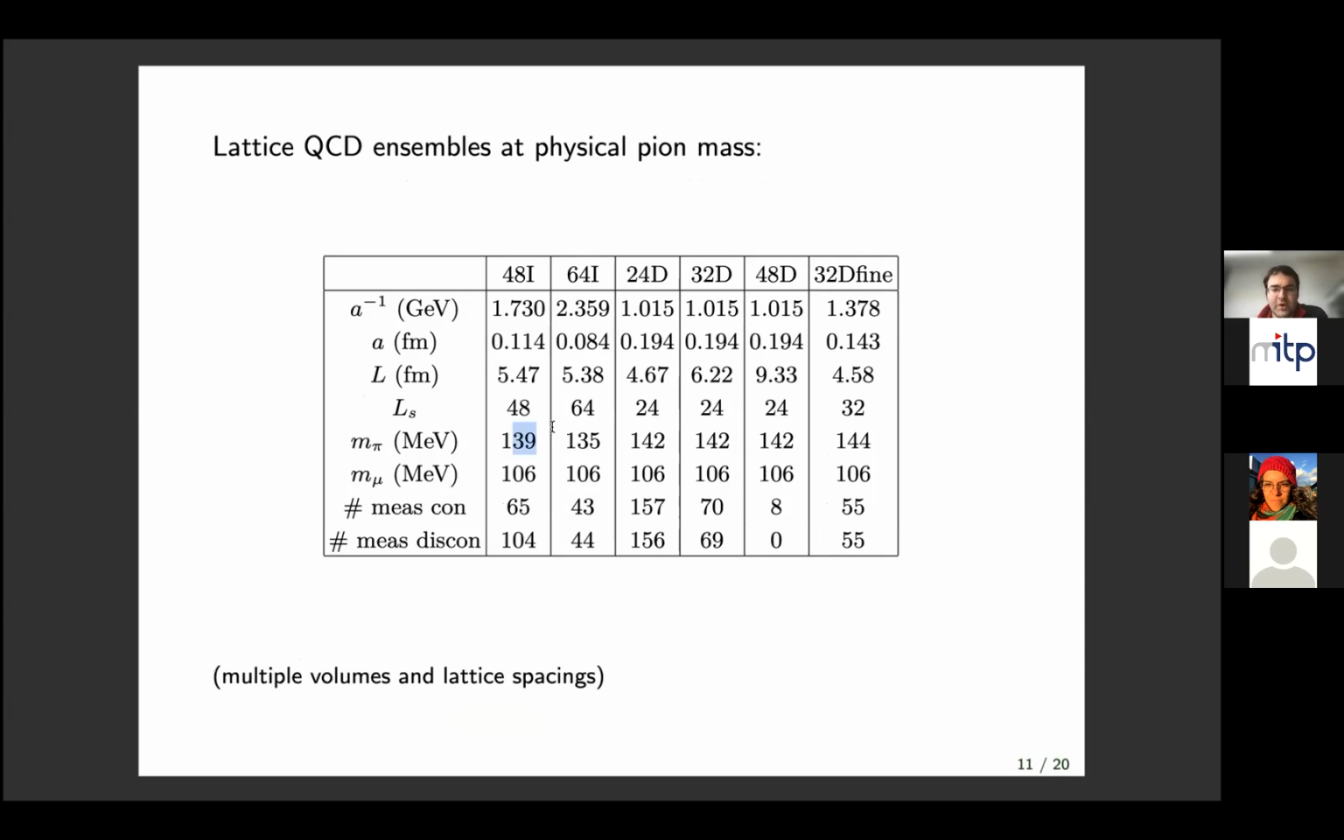And the 48 to 64 cube is supposed to control the discretization errors, so this changes the lattice cutoff. Then you have three ensembles with different volumes, where the largest one has a lattice size of almost 10 femtometers to really control the long distance physics. One can actually find that this pion pole contribution still changes quite a bit up to these very large volumes. So this is actually quite crucial for proper control of these errors.